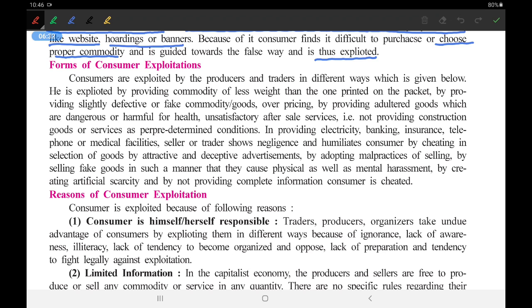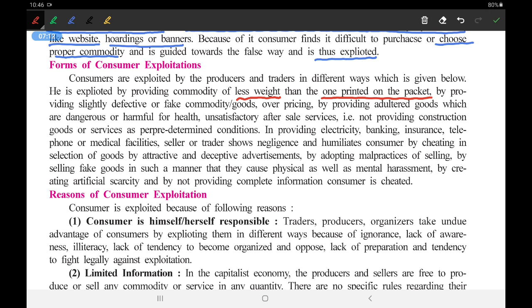Next, forms of consumer exploitation. How can the consumer be exploited, what are the ways in which he can be exploited? Consumers are exploited by the producers and traders in different ways which are given below. He is exploited by providing commodity in less weight. This is a very common reason, providing less weight than what is printed on the packet, okay? Normally you might have seen that the weight of the commodity is printed on the packet, but what does the producer do? He takes some of the product out of it, or uses such kind of trick with which he can reduce the weight.